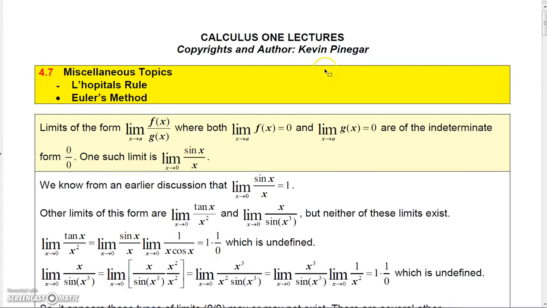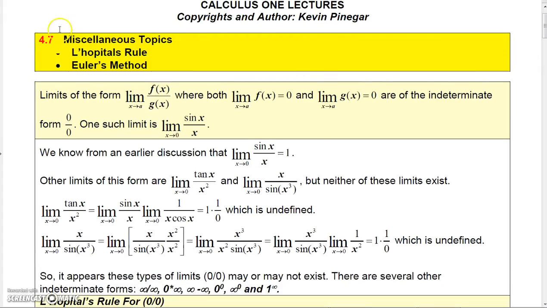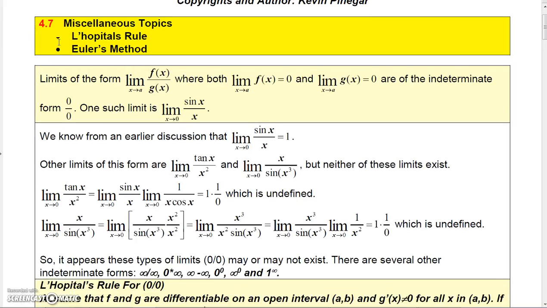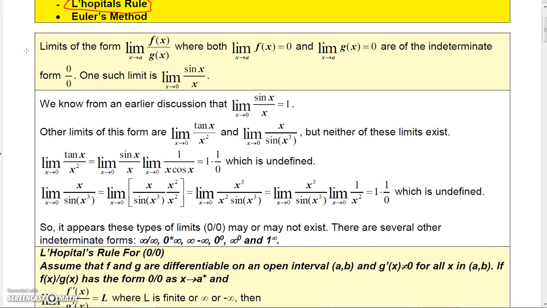Okay, I'm going to just talk about this. This is labeled 4.7 because we really need to talk about this later. But so I'm going to revisit this once or twice throughout the course. But for this section, for chapter 3, we can introduce this topic. The topic L'Hôpital's rule can be introduced. Now, I can't introduce Euler's method yet, but I'll do that at the end of chapter 4.